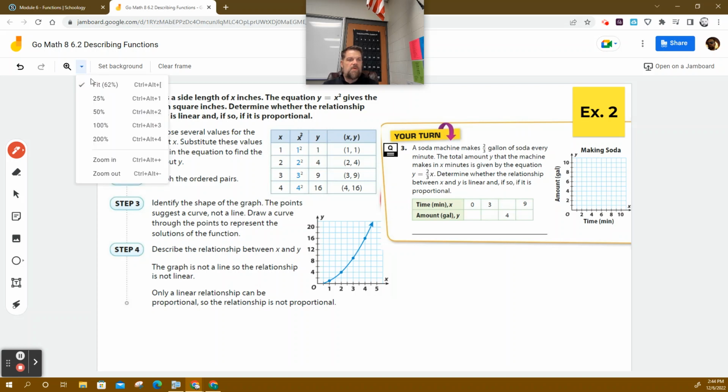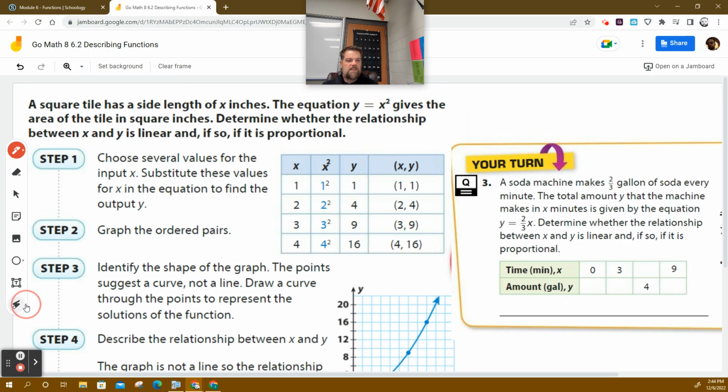All right, so we're going to try to go through this kind of quickly. This one says that a square tile has a side length of x inches. The equation for that is x times x. It says square tile, so let's look at that. A square tile looks like this. Remember, the definition of a square is that the side lengths are the same. So if this is x length, then this will be x length, and the area is x times x, or x squared. So determine whether the relationship between x and y is linear.